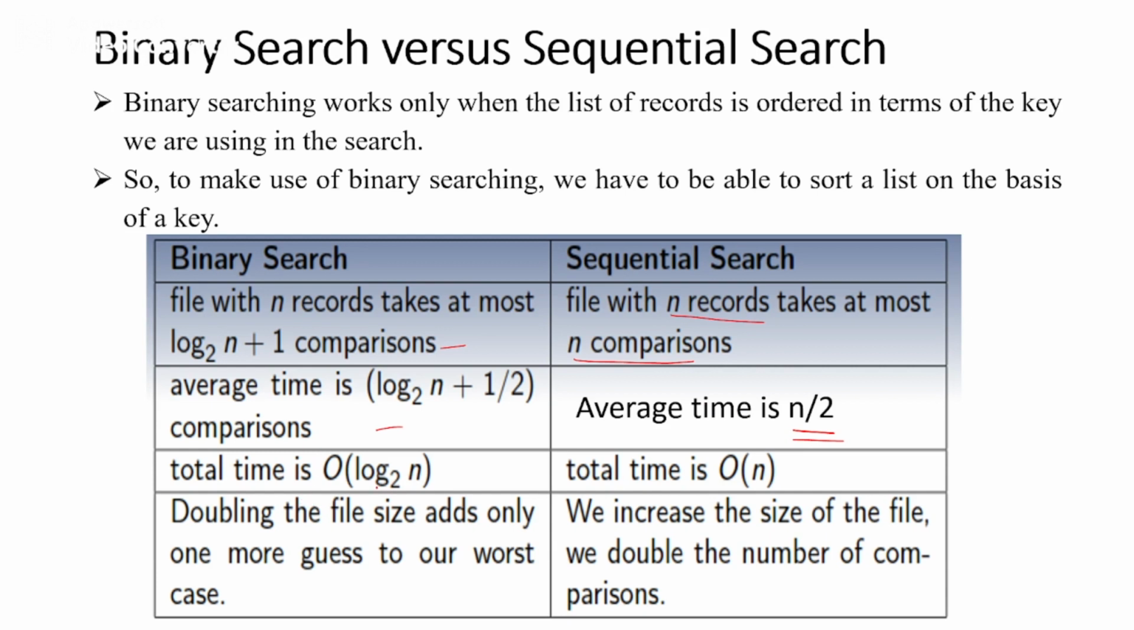So total time is big O of log n to the base 2, which is smaller compared to your sequential search time. It is big O of n. Doubling the file size adds only one more guess to our worst case. But if we increase the size of the file, we double the number of comparisons in sequential search. So obviously, the time required for comparison and the number of comparisons will be high in sequential search if we compare it with the binary search. So in that case we can wind up saying that binary search is good, right?